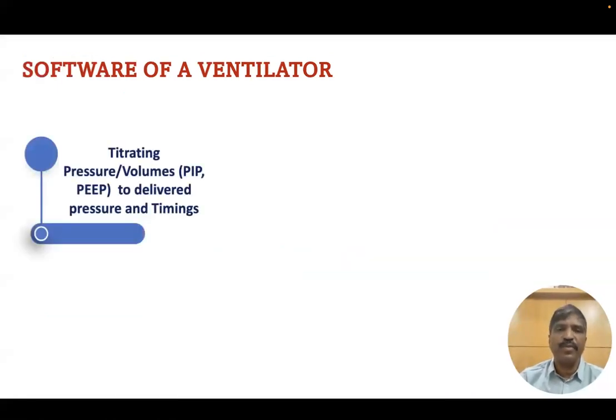Now coming to the software of a ventilator, the software receives the signals from the hardware and displays those settings and also helps us in titrating the settings based on the needs of the babies. The software helps in titrating pressures and volumes compared to what is delivered to the patient. The measured pressures and volumes are sensed by the flow sensors. This feedback goes to the machine, and the machine titrates the pressures and volumes so that the desired volumes and pressures are delivered to the patient.